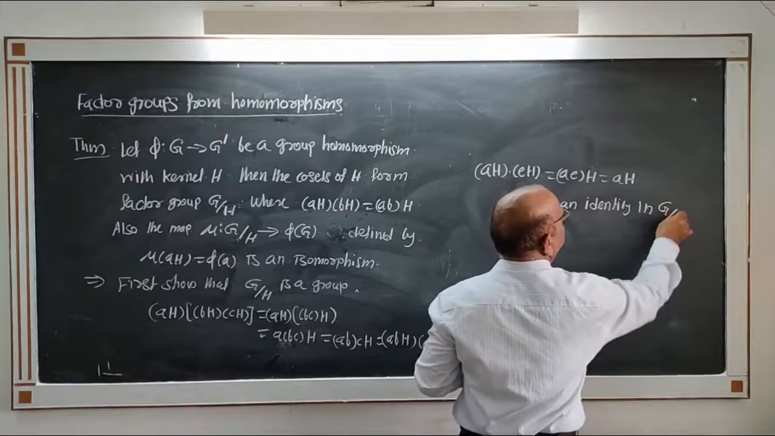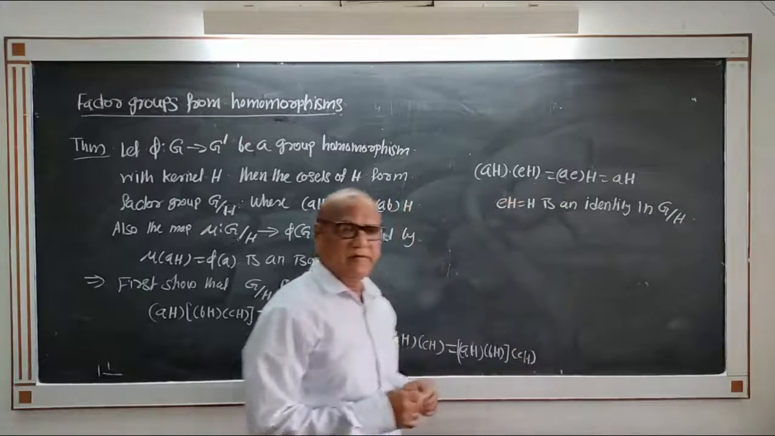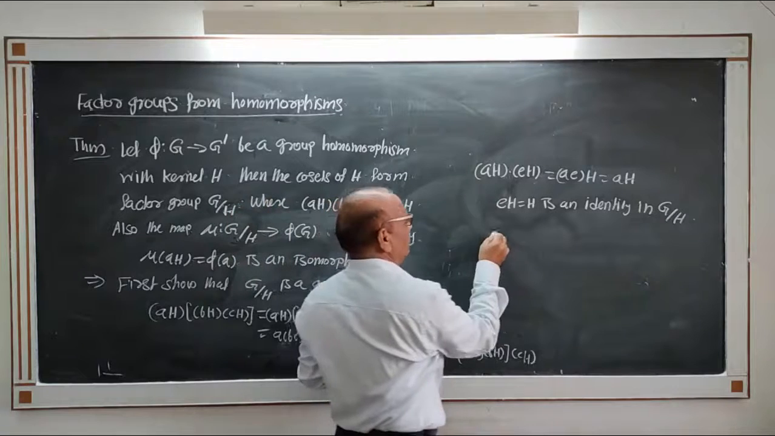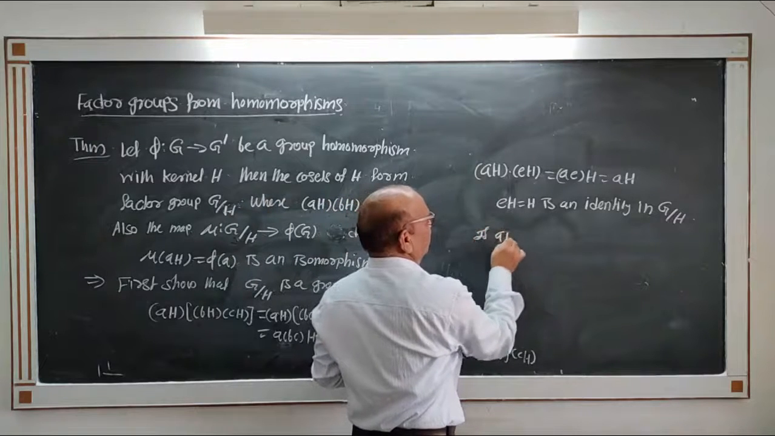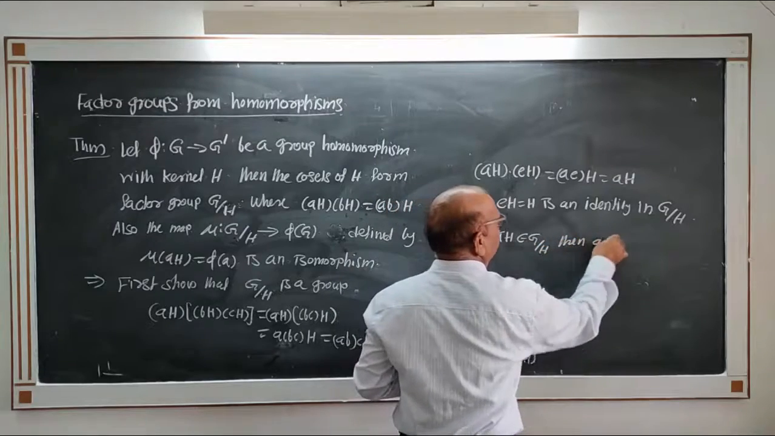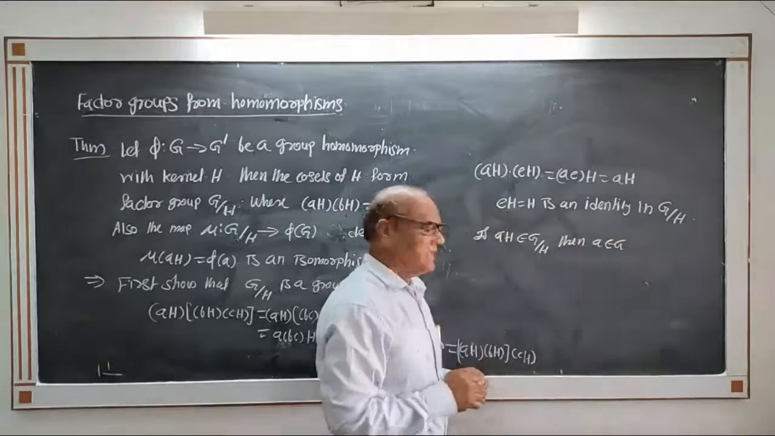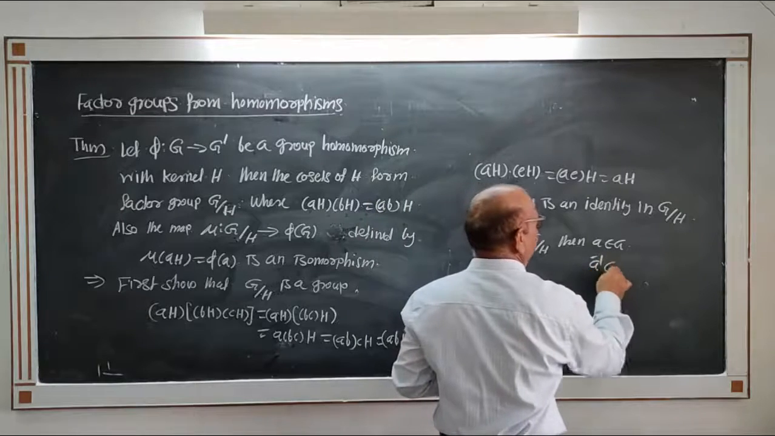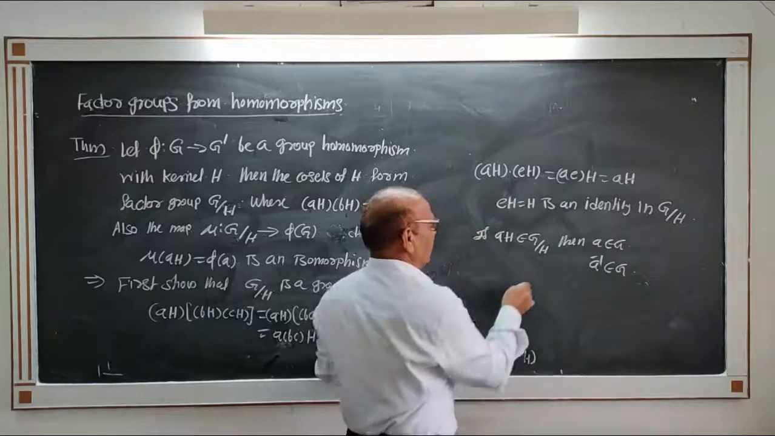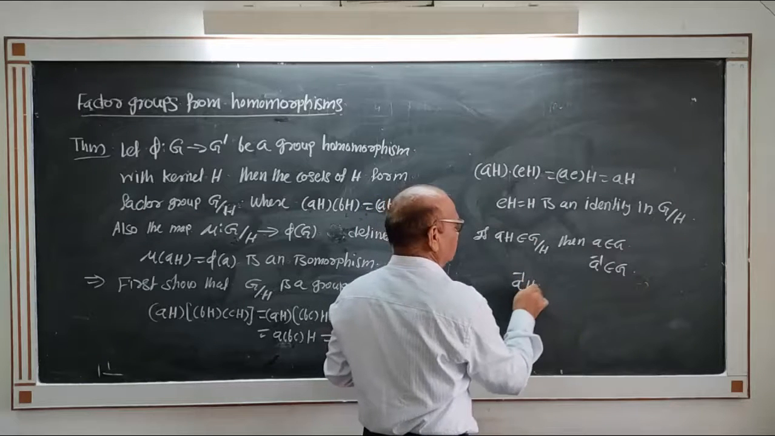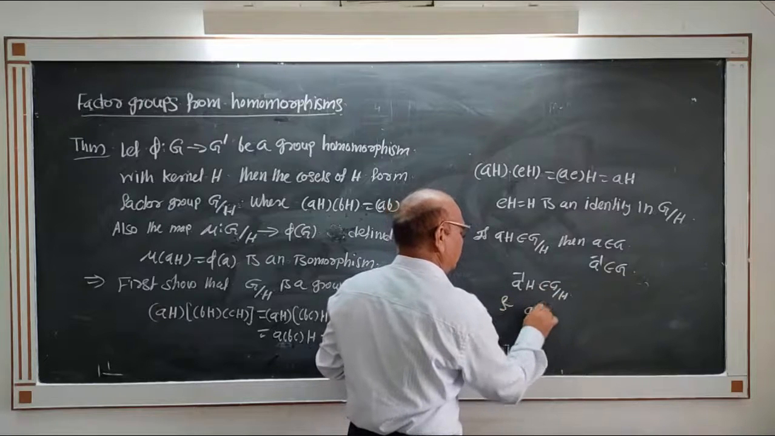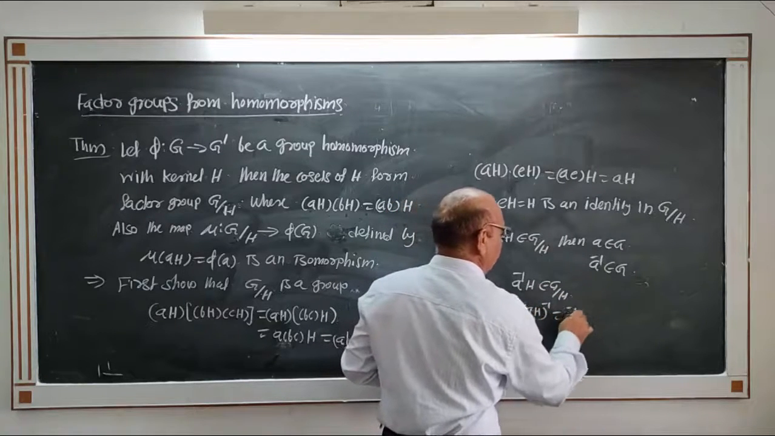In G by H, the identity is H. Now, if AH belongs to G by H, then A belongs to G, and clearly A inverse also belongs to G. Then A inverse H belongs to G by H, and the inverse of AH is A inverse H.